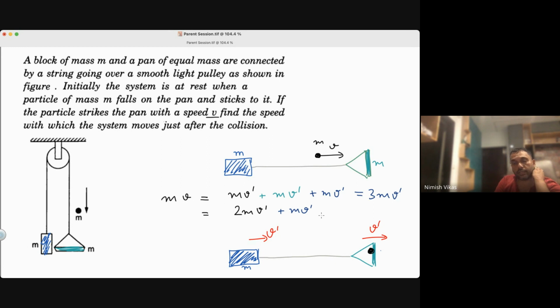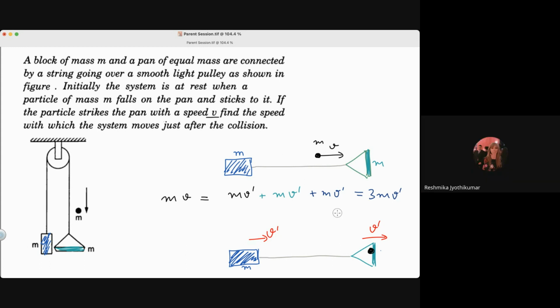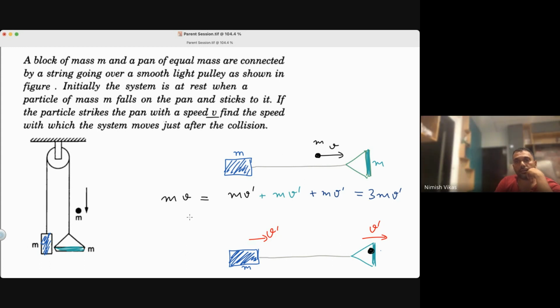So that's your equation, right? Getting the point, people? Yes. So what's the answer? The answer is V dash is equal to V by 3. End of story.